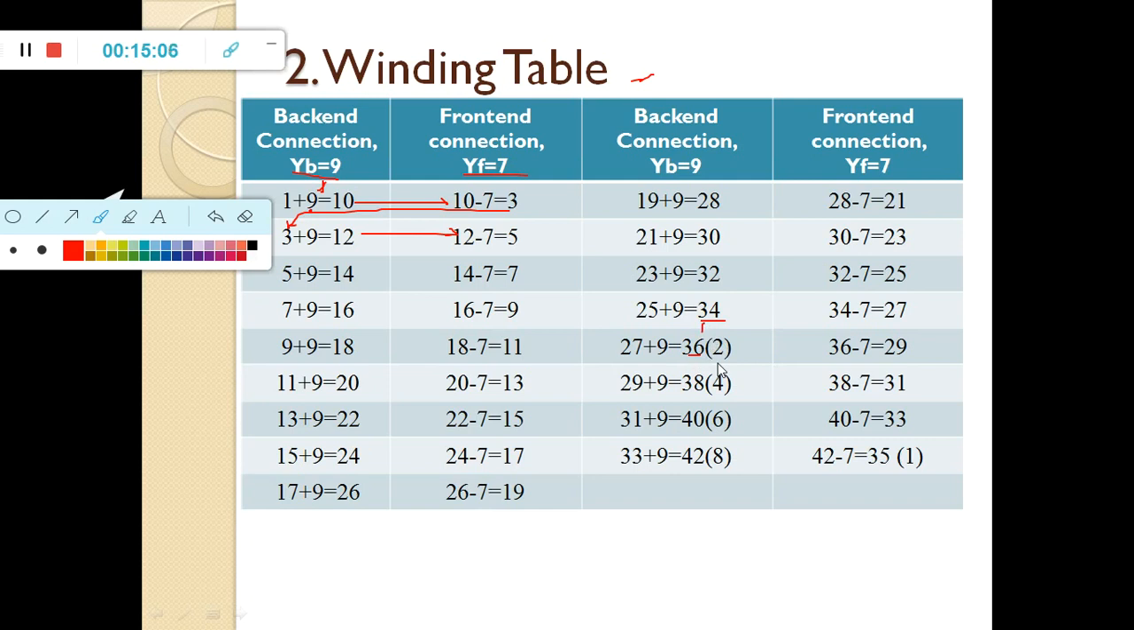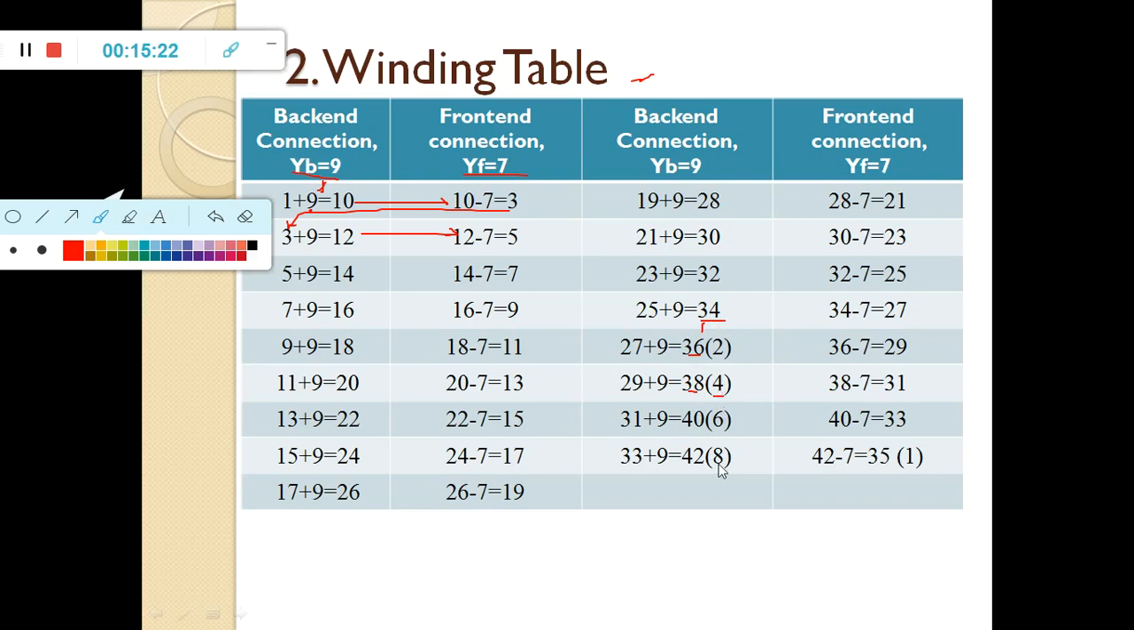Likewise here, 29 plus 9 is 38. So again 38 minus 34. Why 34? Because I have only 34 conductors. 38 minus 34 is equal to 4. It is nothing but the fourth conductor, and so on.